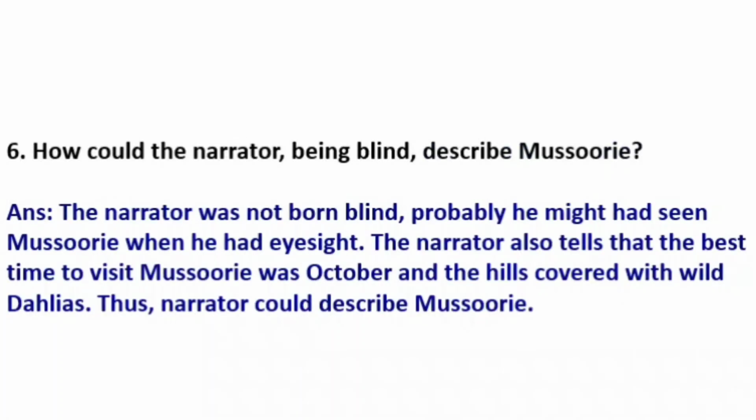Sixth question. How could the narrator, being blind, describe Mussoorie? Answer. The narrator was not born blind. Probably he had seen Mussoorie when he had eyesight. The narrator also tells that the best time to visit Mussoorie was October, with the hills covered in wild dahlias. Thus the narrator could describe Mussoorie.